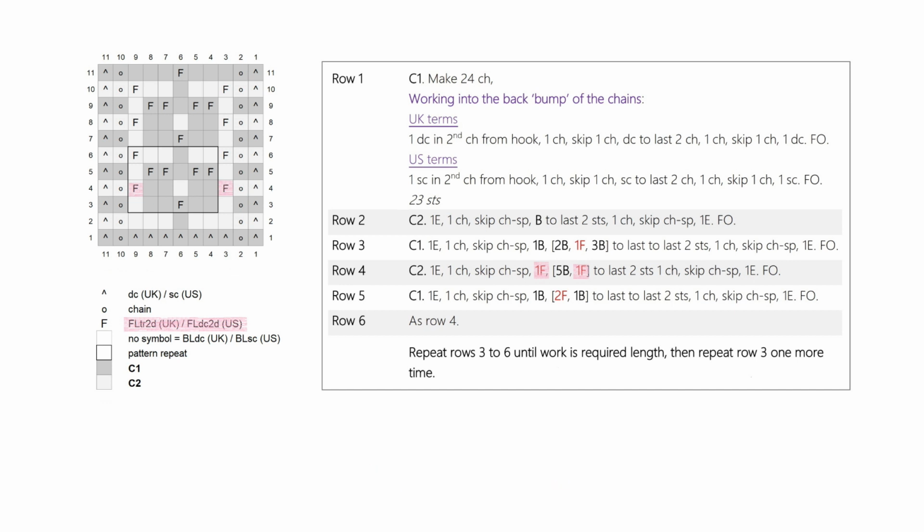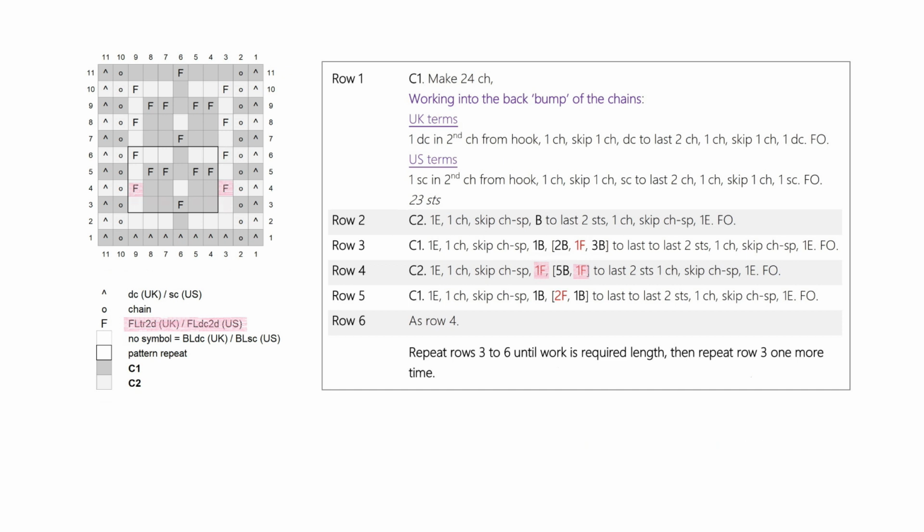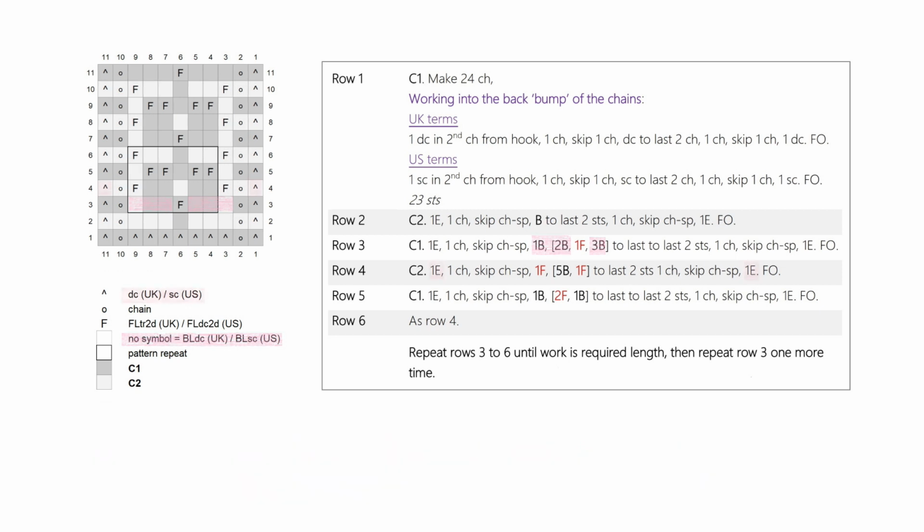So to recap, F stands for a UK treble or US double crochet into the front loop of the stitch 2 rows below the one you're currently working on. B stands for a back loop double crochet in the UK or single crochet in the US, and you're going to make that into the next stitch of the row you're currently working on.